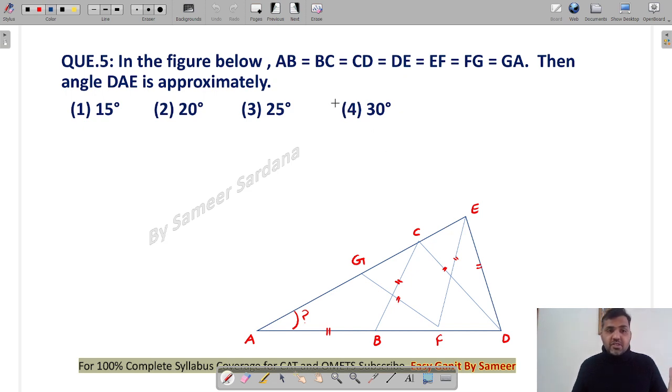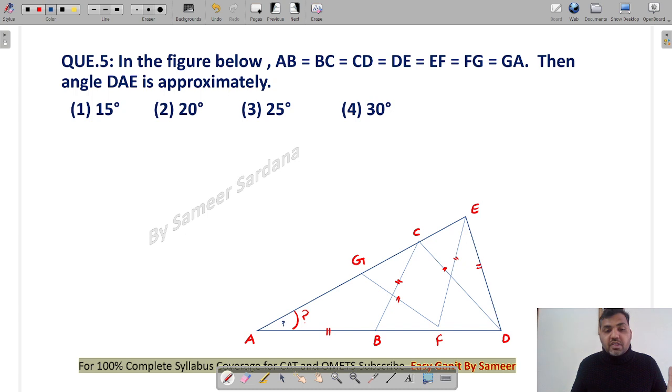Now guys, if I have to solve this question: in the figure below, if the length of AB, BC, CD, DE, EF, FG, GA is equal, then the value of angle DAE. So guys, what you can do is straight away see the number of sides which are equal, right? See that AB, 1, 2, 3, 4, 5, 6, 7 sides length are equal.